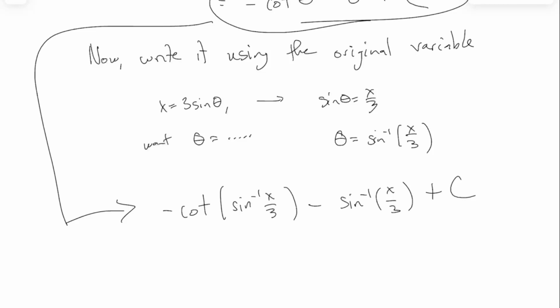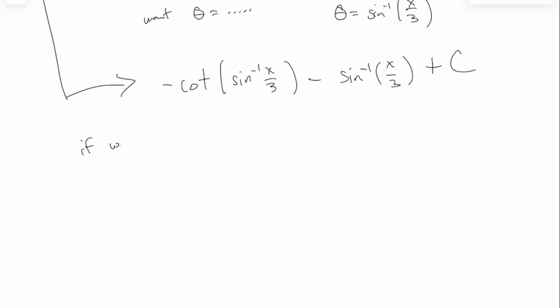And there's one last thing which I might want you to do. In my opinion, this is a fine answer, but actually, if we want, we can simplify cotangent of inverse sine x over 3. Anybody remember how to do that? This is something we talked about back when we were doing these inverse trig functions. You have to work it out a little bit, but anyone remember how to set that up? Sine of what equals x over 3, and then you do the cotangent.